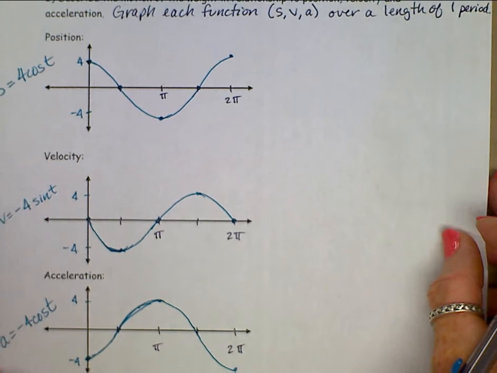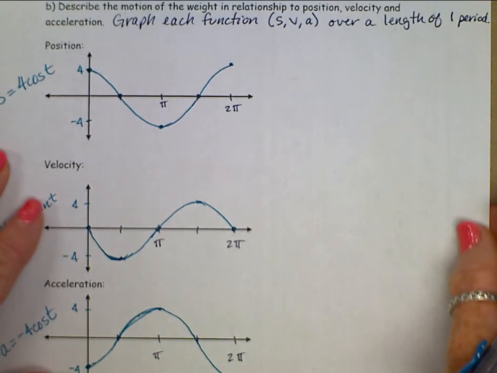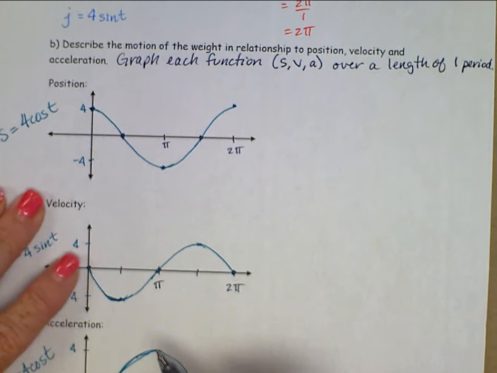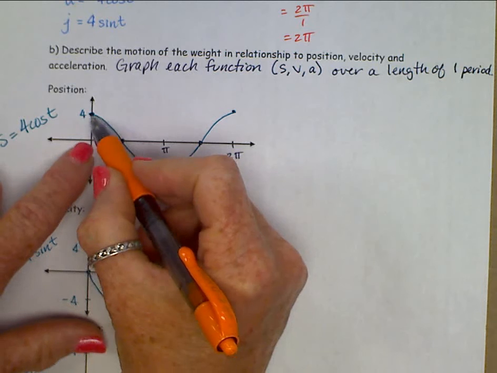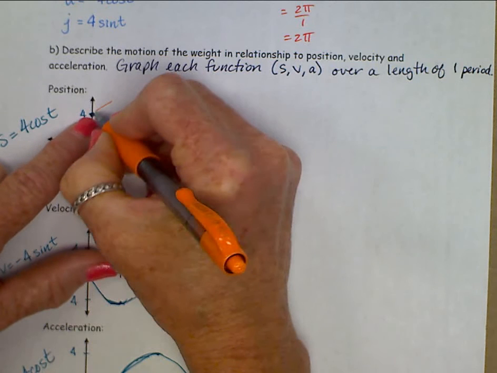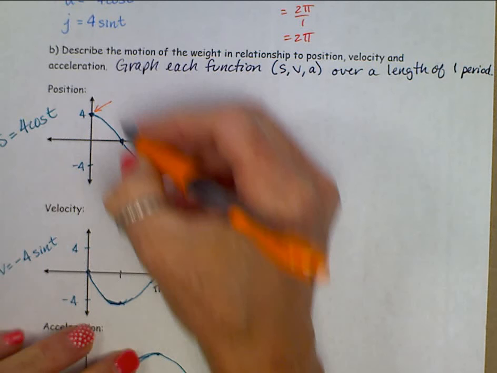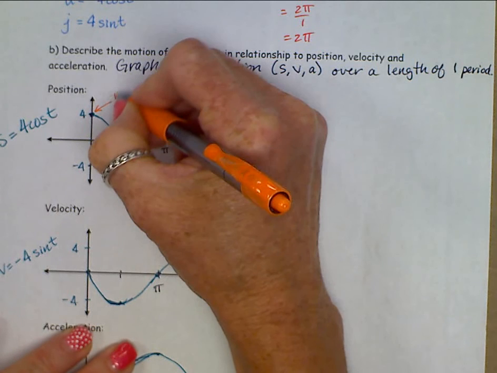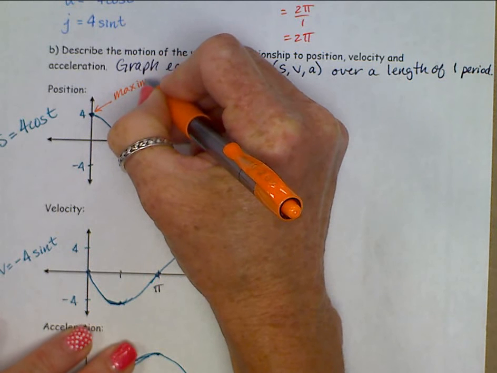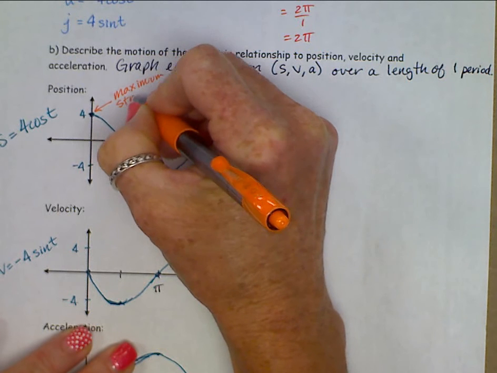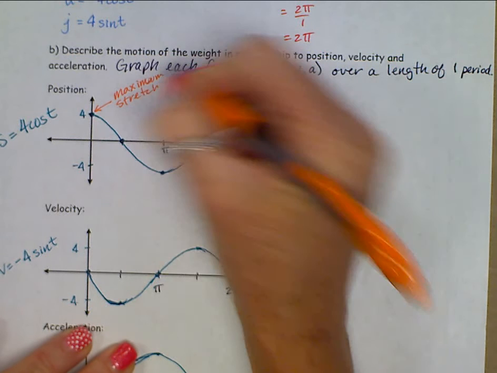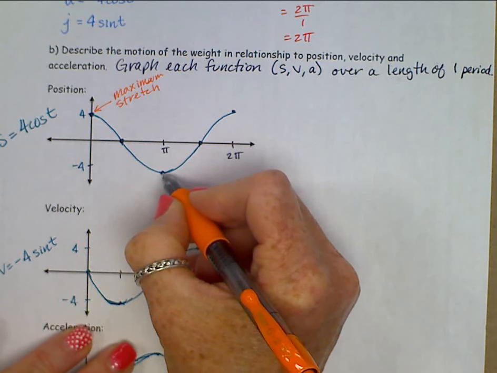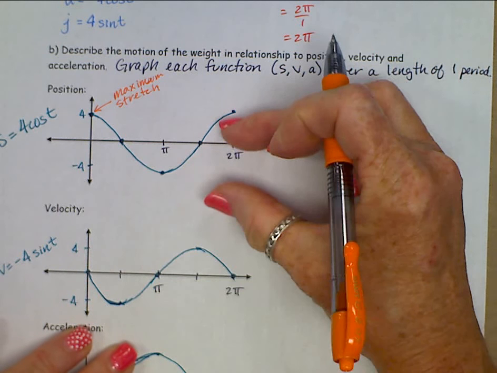All right, now let's go back and examine each of these curves and see what they tell you. This one right here, this 4, that's telling you its maximum length of the spring, if you will. So this is the maximum stretch. This one is the minimum length of the spring, so that's going to be when it's compressed the most.